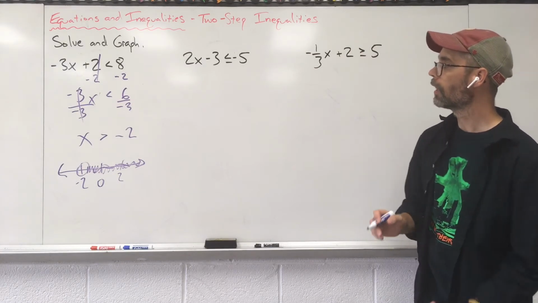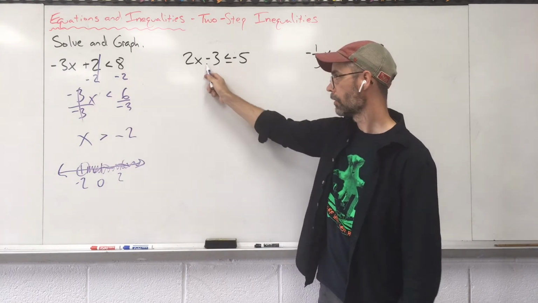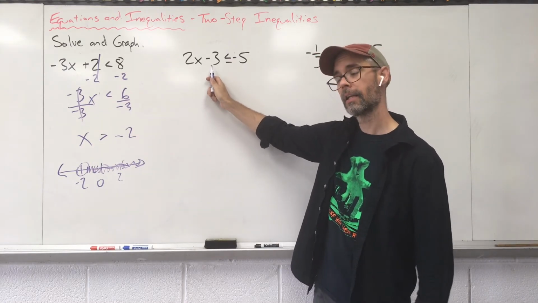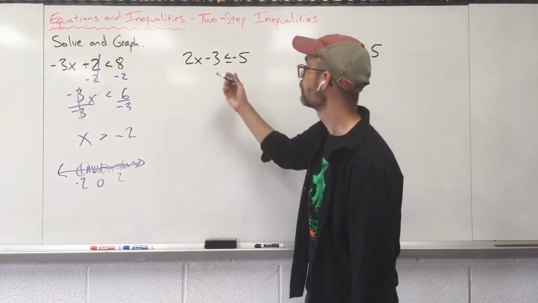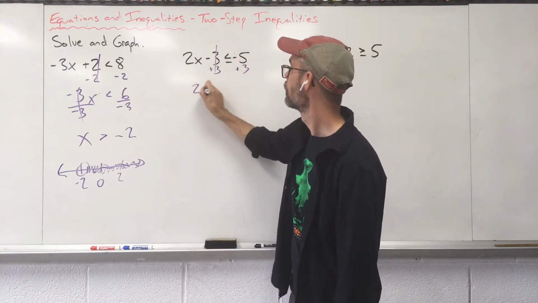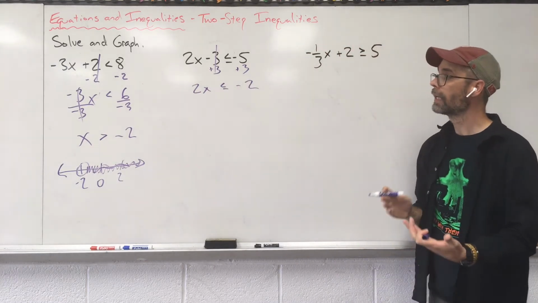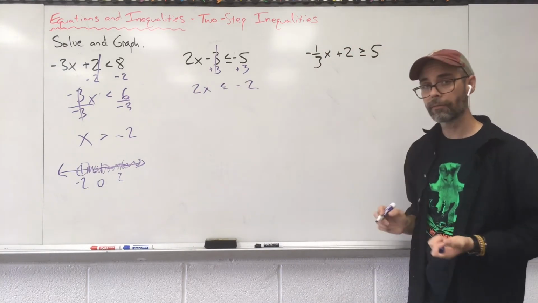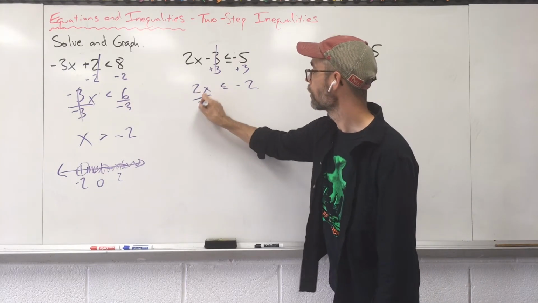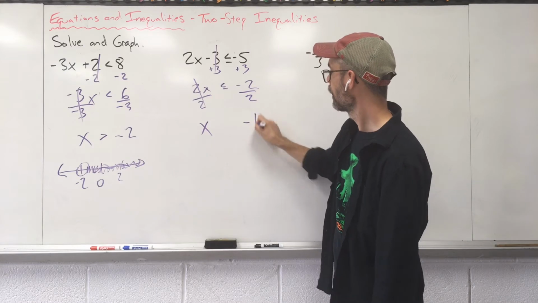In the middle here, I want to get x alone. Multiplication, subtraction, got to take care of the adding and subtracting first. So let's add 3 to both sides. All right. I want to get away from x. I got to move that front 2. So that's what I'm going to divide by. Those 2's cancel. X, negative 1.